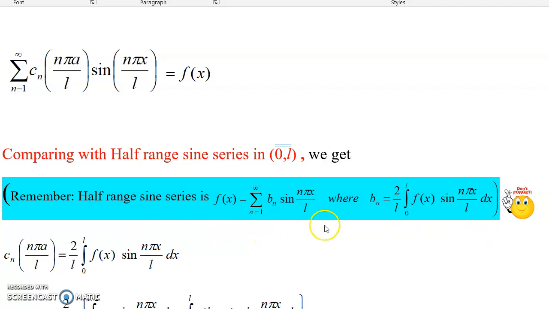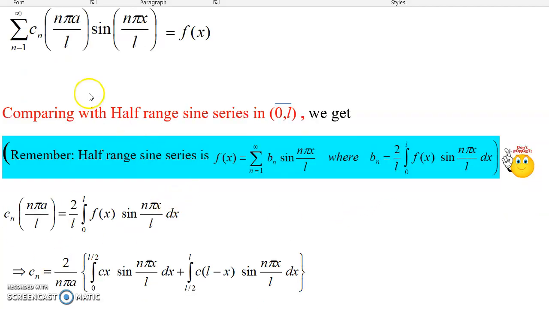Look at this formula of half range sine series. F of x equal to sigma bn sin n pi x by L, where bn has got a formula. Compare this and this. Exactly the same series here we have, but in the place of bn, here you have cn n pi a by L. So taking and writing what is in the place of bn, cn n pi a by L, we have the formula for bn as 2 by L, 0 to L, f of x sin n pi x by L dx.